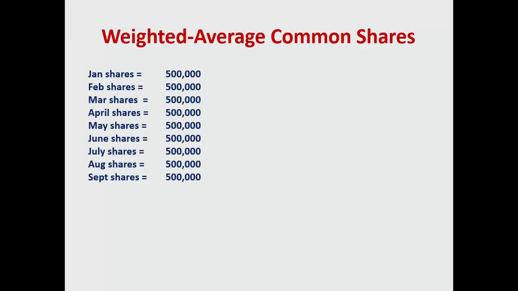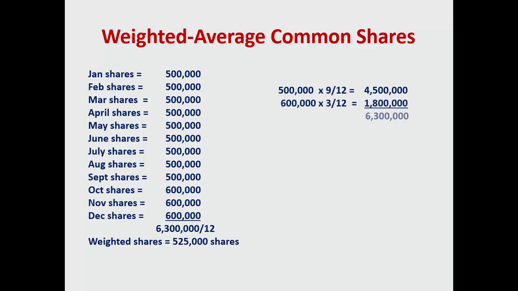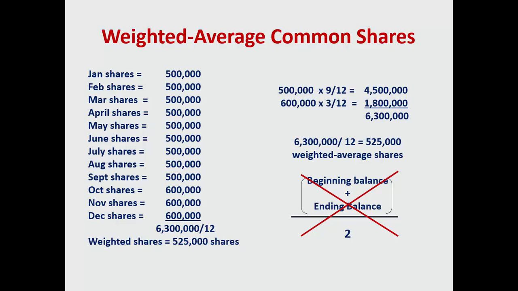And quickly, to show you how to do a weighted average. Let's say you had 500,000 shares outstanding for the first 9 months of the year, and then 100,000 more were issued. Another way to calculate the weighted average. This is not a simple average.